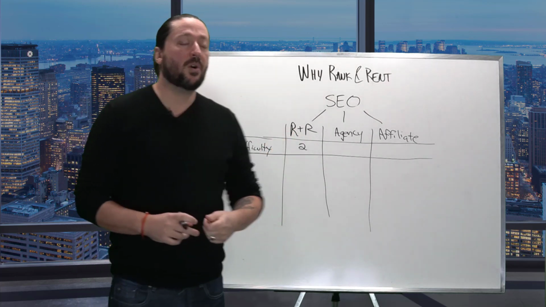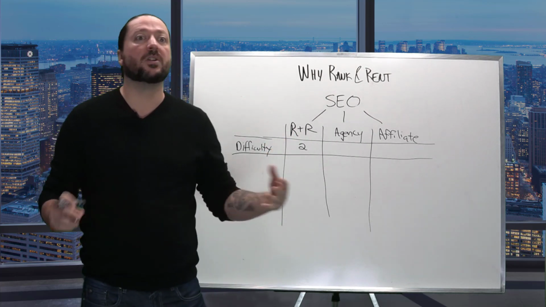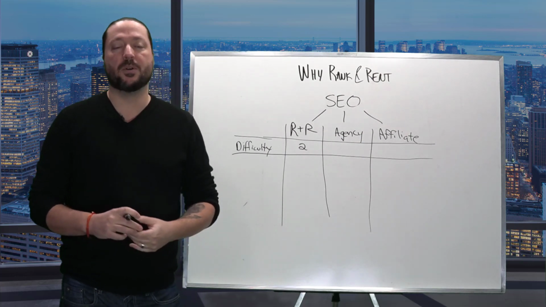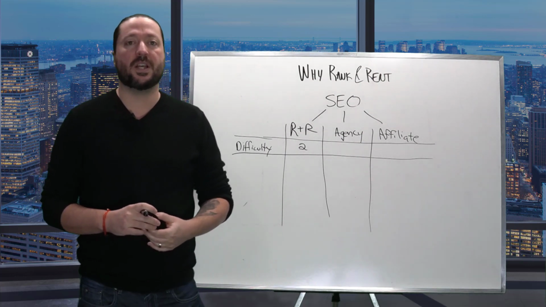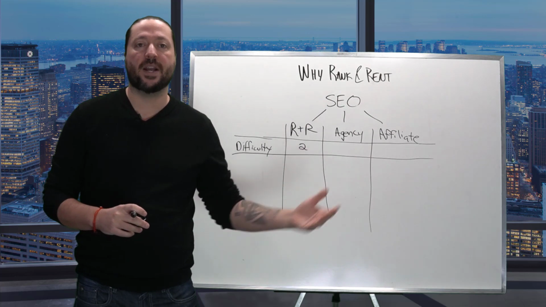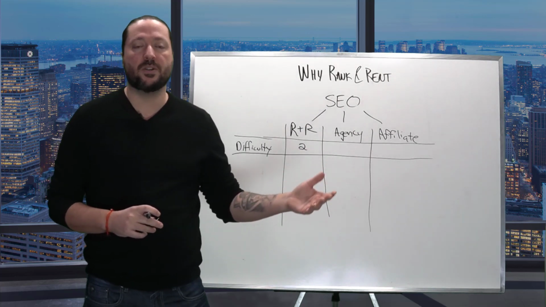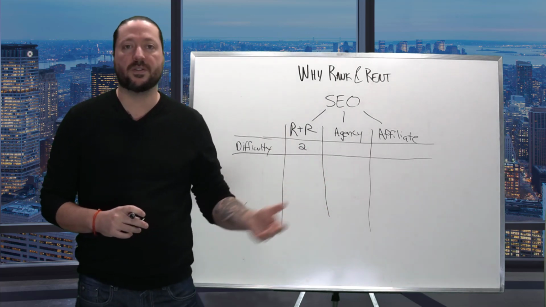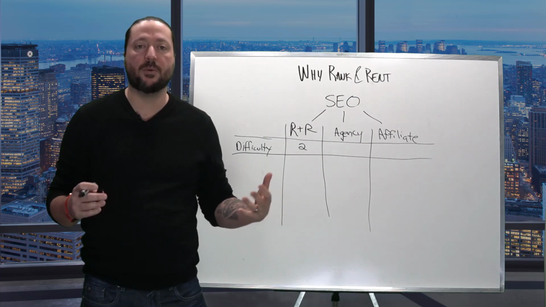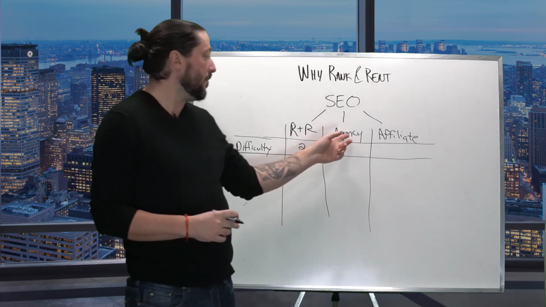The other thing about rank and rent is you're in full control of what keywords that you're going after. So if you're, say, looking in the dentist niche and you don't find anything that you like, well, then just move on. You can move on to a different niche, you can move on to a different city, you can move on to anything that you want. Your keyword is 100% in control.